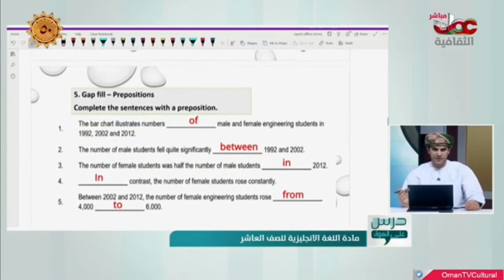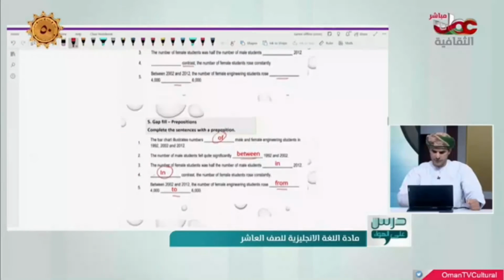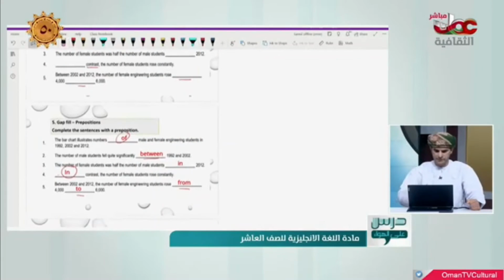Prepositions are sometimes tricky, so you have to understand the meaning and how to use them. I advise you to go to a good dictionary and find out when we use of, when we use in, because we have plenty of mistakes here, in contrast, and between 1992 and 2002. And from to. I think more than 200 got them incorrect. So please, my students, be careful next time.